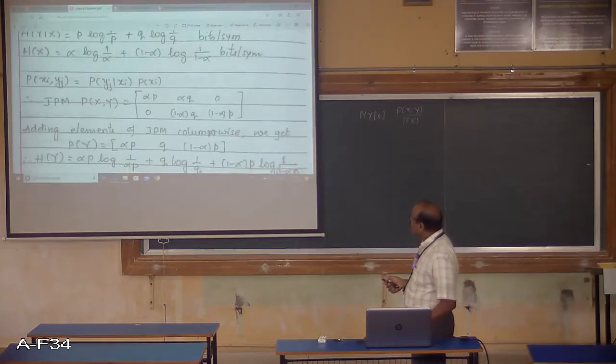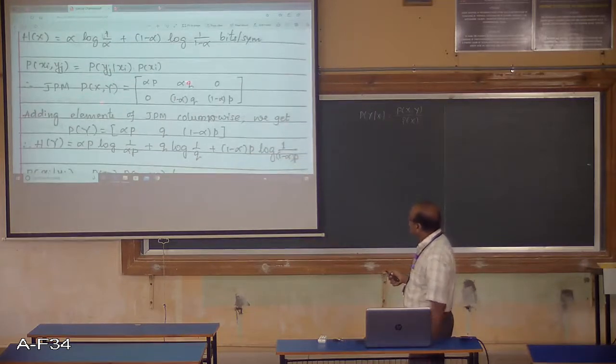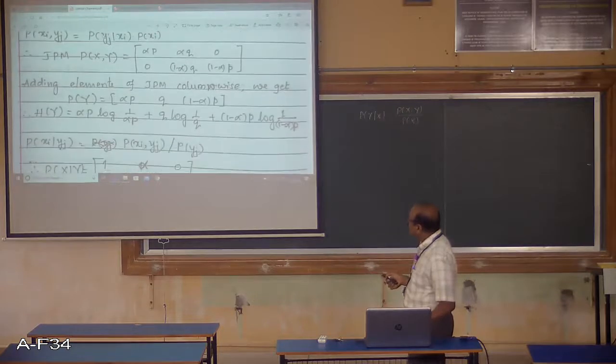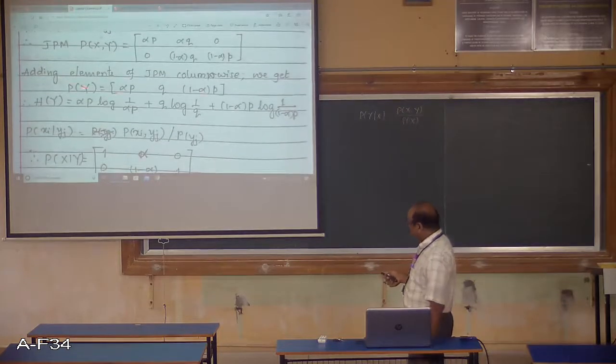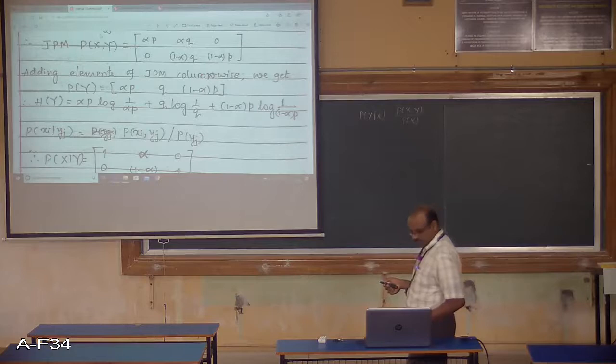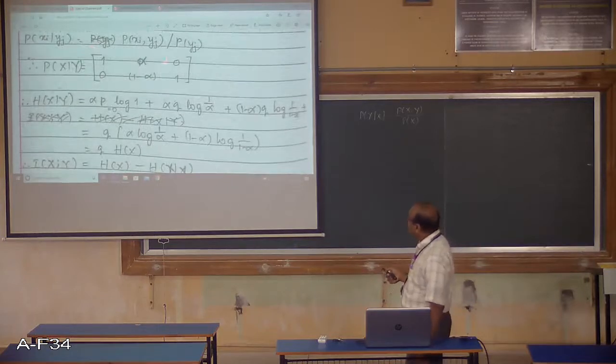We have calculated JPM, which comes out to be this, wherein JPM is this probability matrix multiplied by the input symbol probabilities. Adding the elements, we get P of y. So H of y is given by the entropy of these elements. We have calculated P of xy as well. Dividing the JPM by the output symbol probabilities gives us the conditional probability P of x given y. So H of x given y is the entropy of all these elements.